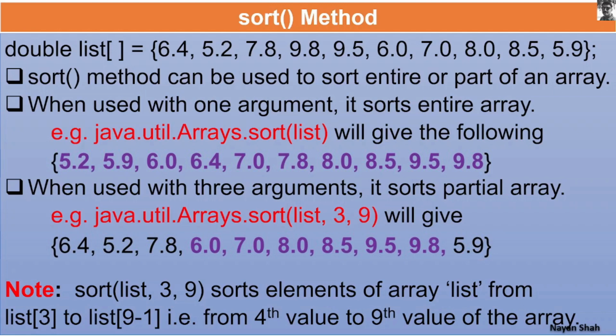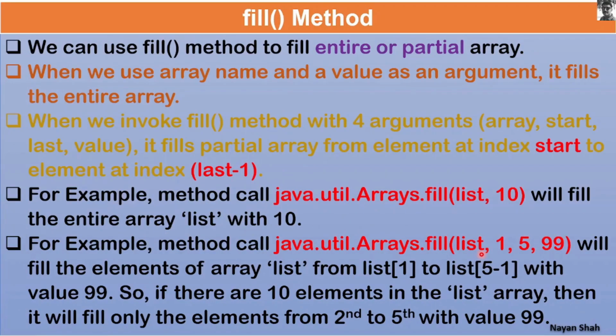So note that sort(list, 3, 9) sorts the elements of the array list from list[3] to list[9 minus 1], that is from the 4th value to the 9th value of the array. The same is with the fill method, only the purpose of the method is different. We can use the fill method to fill an entire or partial array. When we use the array name and a value as arguments, it fills the entire array.